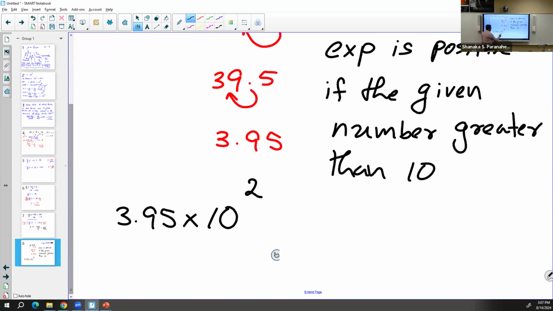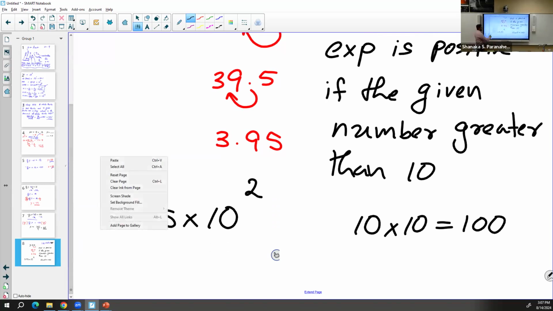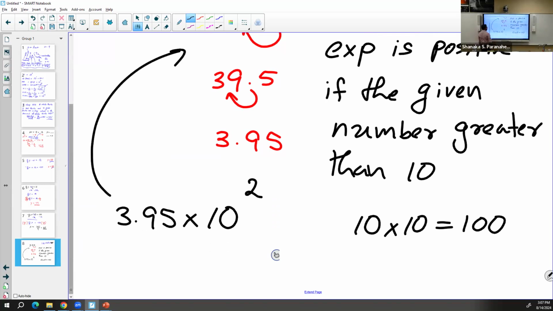The meaning of 10 to the power 2 is 10 times 10, which is 100. If you are going from the scientific notation back to standard form, we expand this base and exponent and convert into the standard form. 3.95 times 10 to the power 2, which is 100.